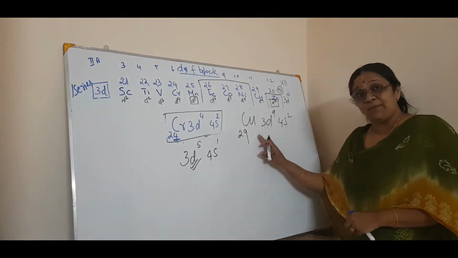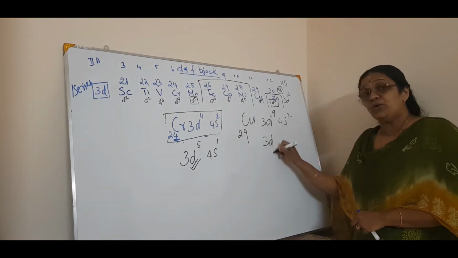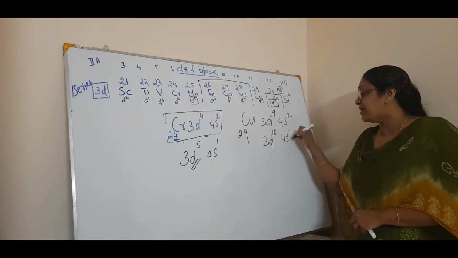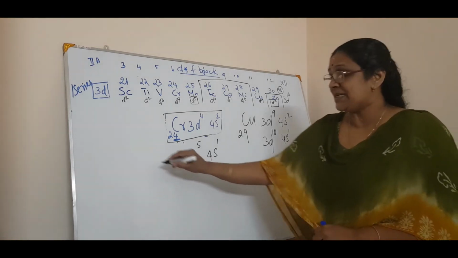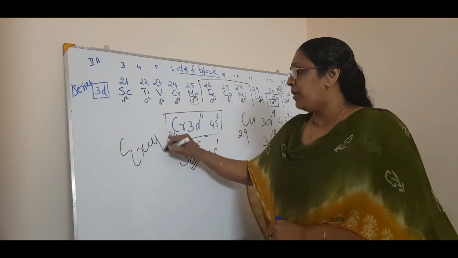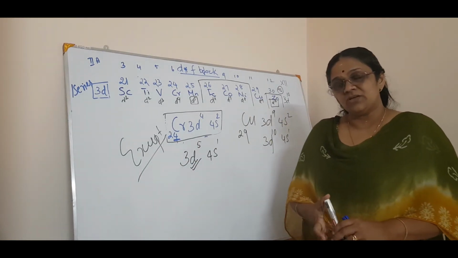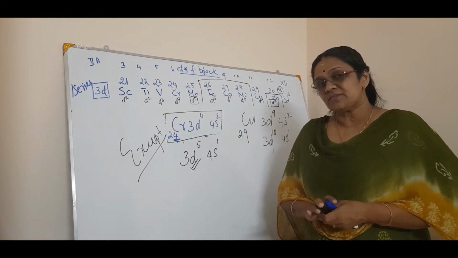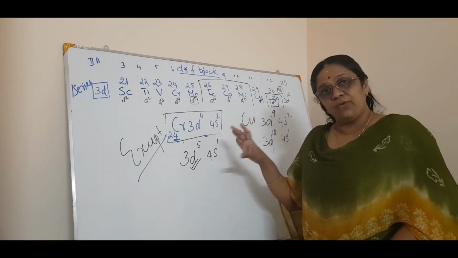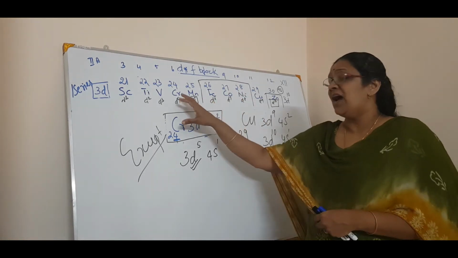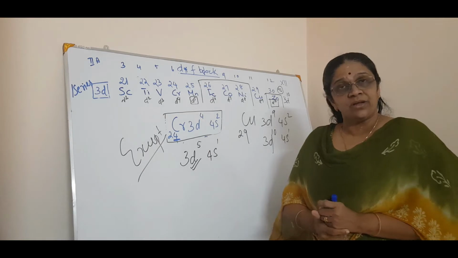Now the same logic can be applied here also. It is 3d9 and 4s2. What will it do? It will become 3d10 and 4s1. So these are the two exceptions, chromium and copper, in electronic configuration. Hope you understood this. So what I want is, today itself you have to study at least one series and write the electronic configuration.